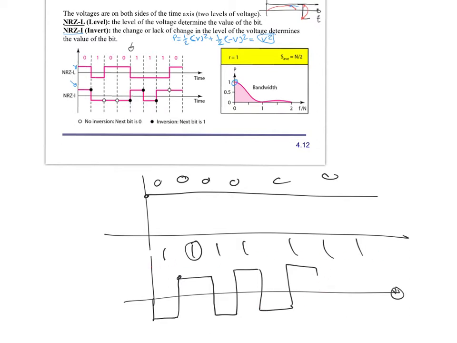So at least it solves the problem of maintaining the same voltage level for 50% of the cases. For consecutive zeros, it's still the same, but for consecutive ones, it is actually improved. Sorry, I said it the other way around. For consecutive ones, it's improved because 1 means toggle, right? So the concept of inversion is always good to introduce.